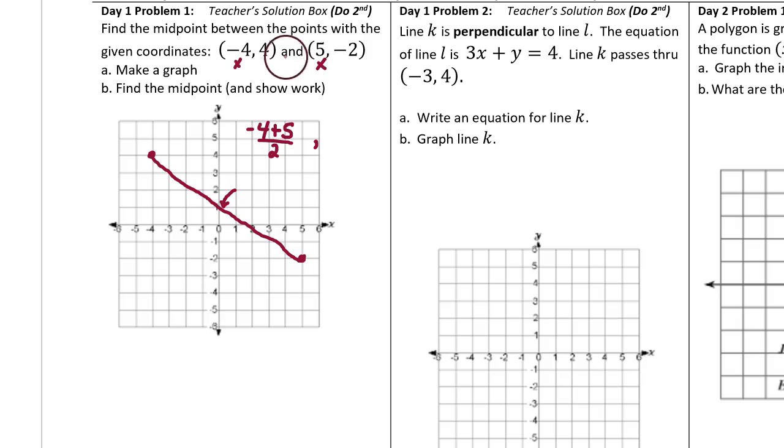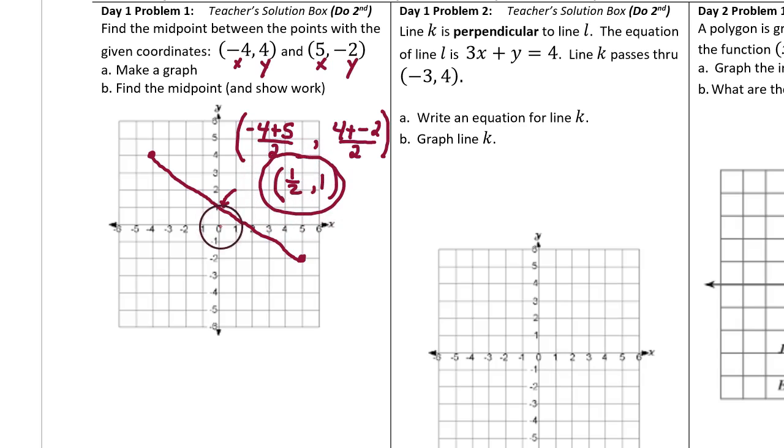Now we're going to average the y-coordinates. So take this y-coordinate and this y-coordinate, add them together, and divide by 2. By doing this kind of math, we will get the ordered pair for the midpoint. Negative 4 plus 5 is 1, and 1 divided by 2 is a half. 4 plus negative 2 is 2, and 2 divided by 2 is 1. The midpoint is at 1/2, comma 1.